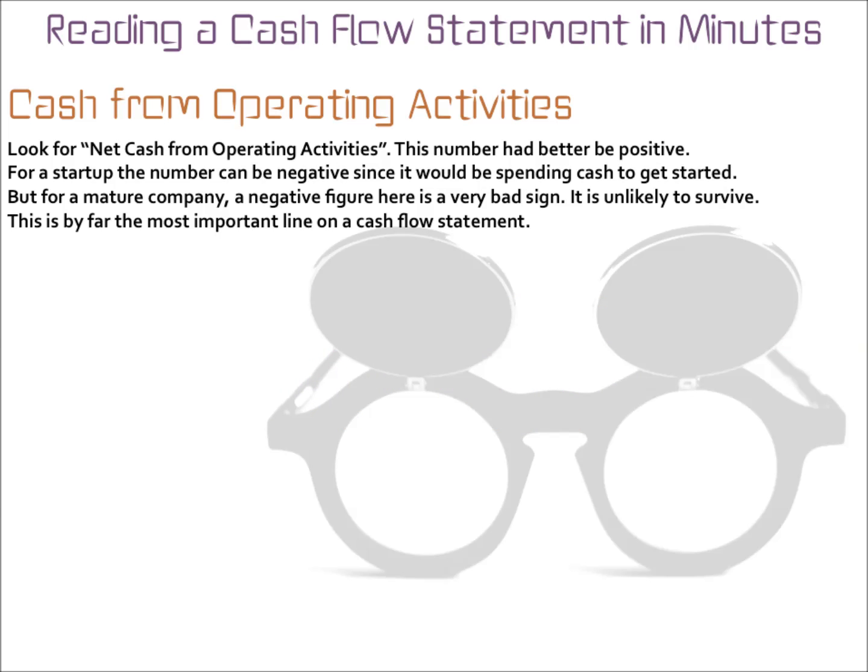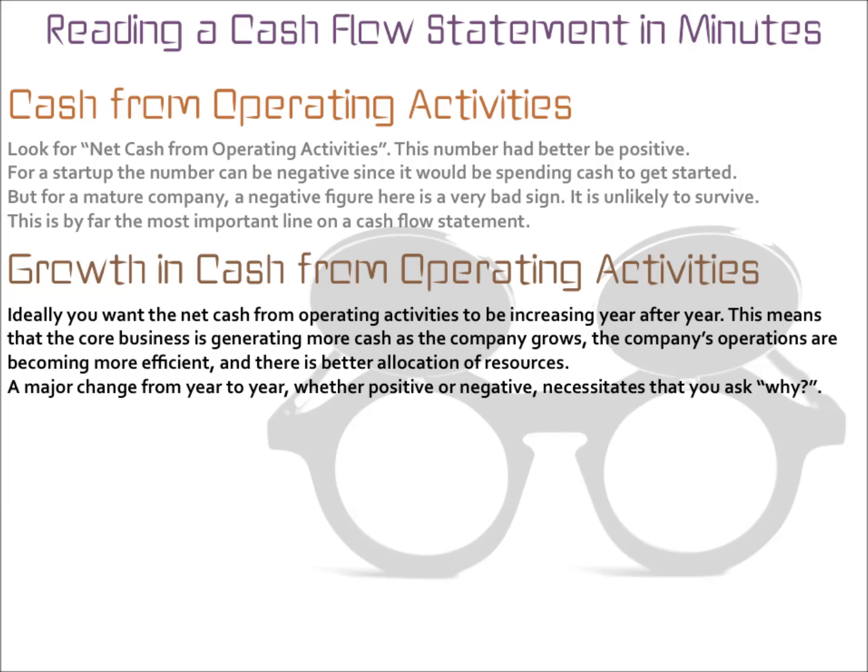Cash from operating activities. Look for net cash from operating activities. This number had better be positive. For a startup, the number can be negative since it will be spending cash to get started. But for a mature company, a negative figure here is a very bad sign. It is unlikely to survive. This is by far the most important line on a cash flow statement.